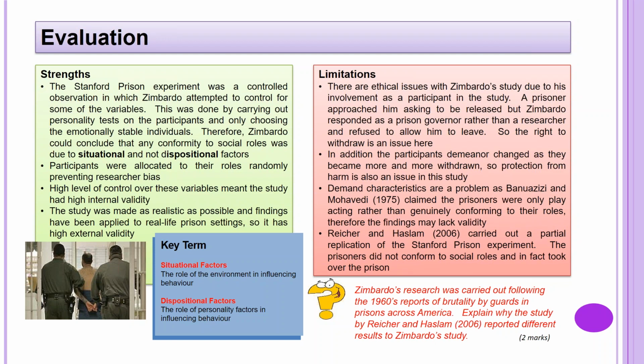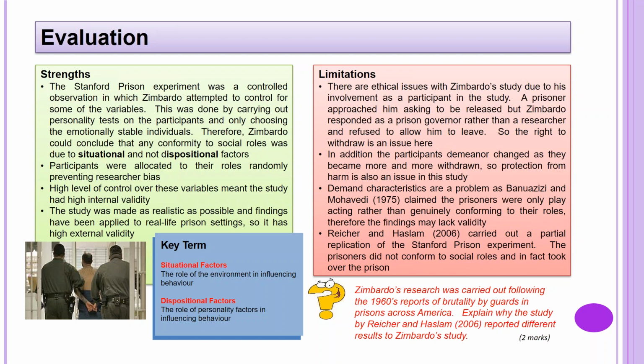Participants were allocated to their roles randomly, preventing researcher bias. High levels of control over these variables meant the study had high internal validity. The study was made as realistic as possible, and findings have been applied to real-life prison settings, so it has high external validity. The limitations of Zimbardo's research.